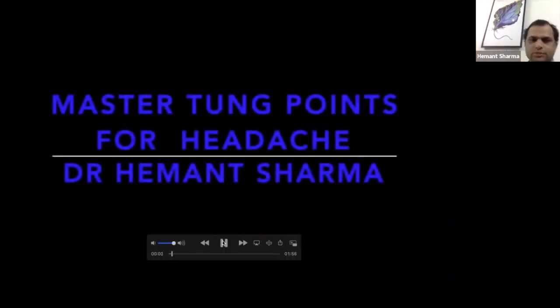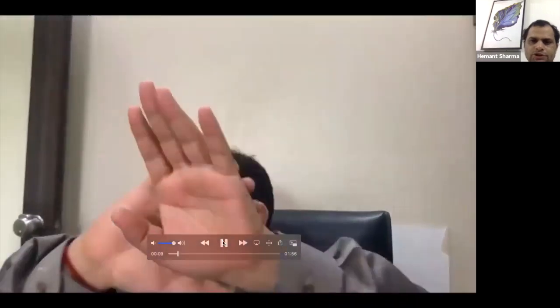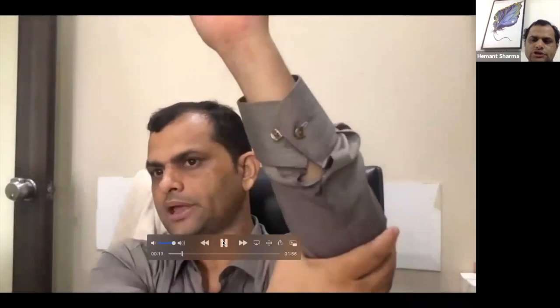So these are the master starting points for headache. If we see our whole arm, this is representing the full body. This is the head and neck. This is the chest region. This is the umbilical. This is the abdomen region and reproductive part.